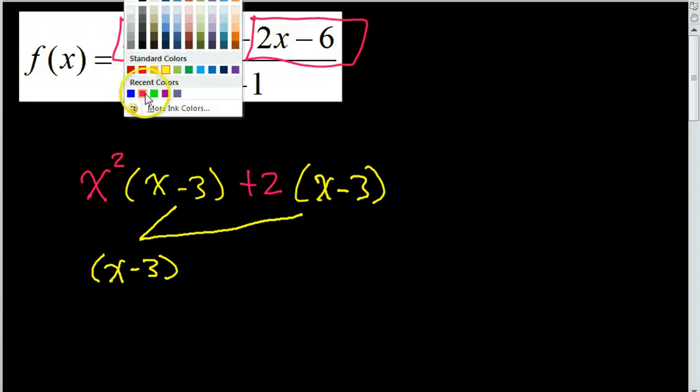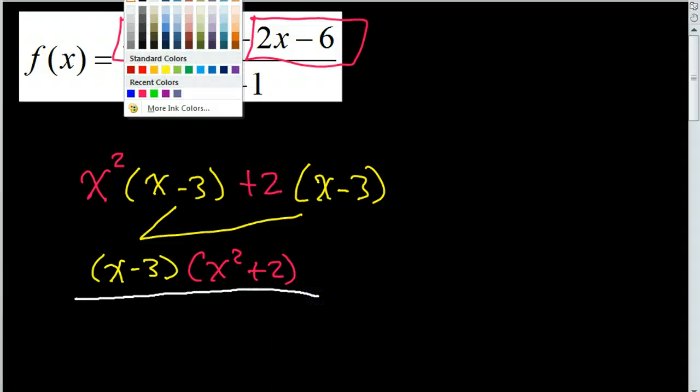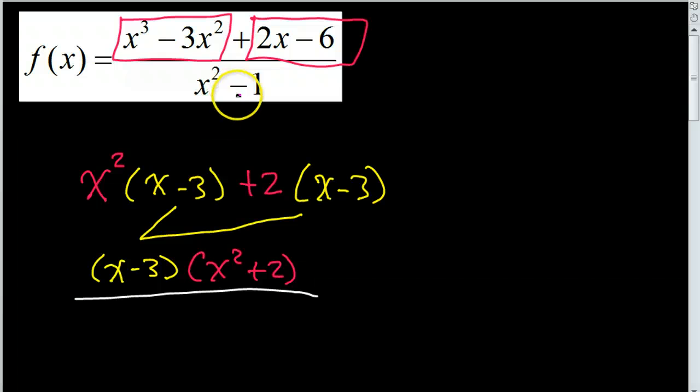Okay, and then that's going to leave me with x squared plus 2. Now, will this factor any further? Does the x squared plus 2 factor more? No. Okay, so that's my numerator. That's all done. That's my new numerator. Now my denominator, does this factor?